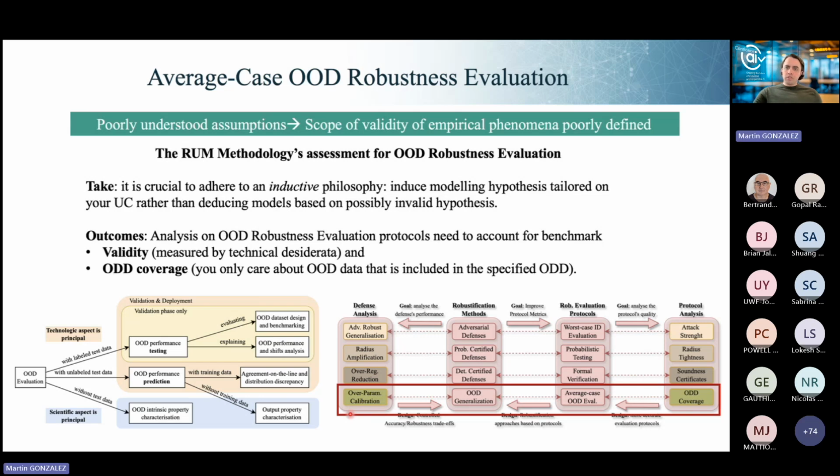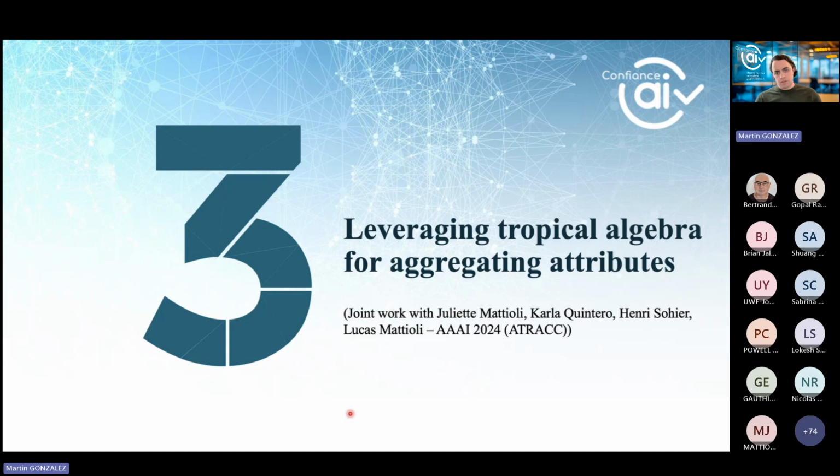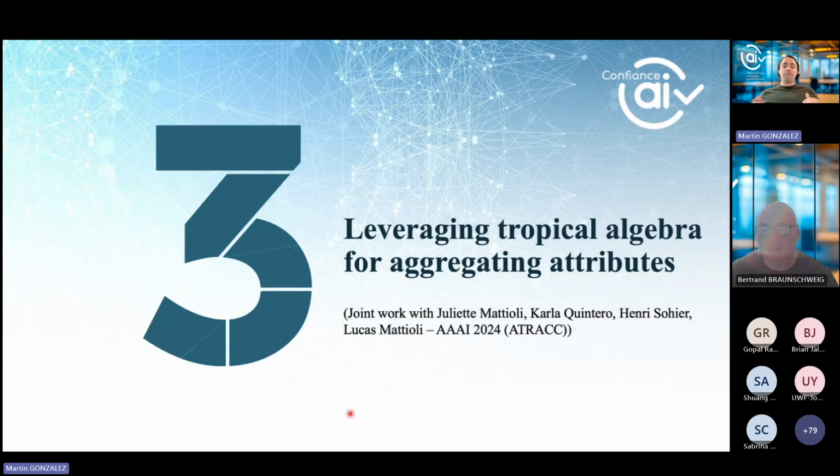Now, I'm going to enter into the third part of this talk, which is that, okay, we see that there are a lot of problems, that there are going to be a lot of attributes, a lot of ways to evaluate, possibly disagreeing, and we need to find ways of handling all of these lower-level and fine-grained attributes, right? And this is joint work with Juliette Mathioli, Carl Quintero, Henri Soyer, and Luca Mattioli. It was presented at AAAI 2024.